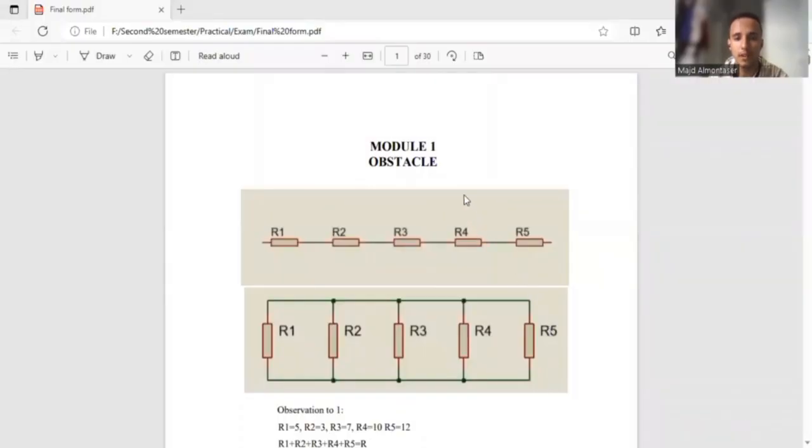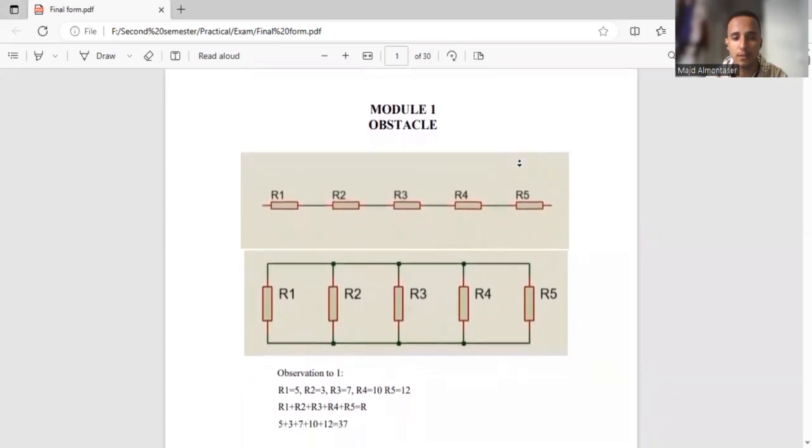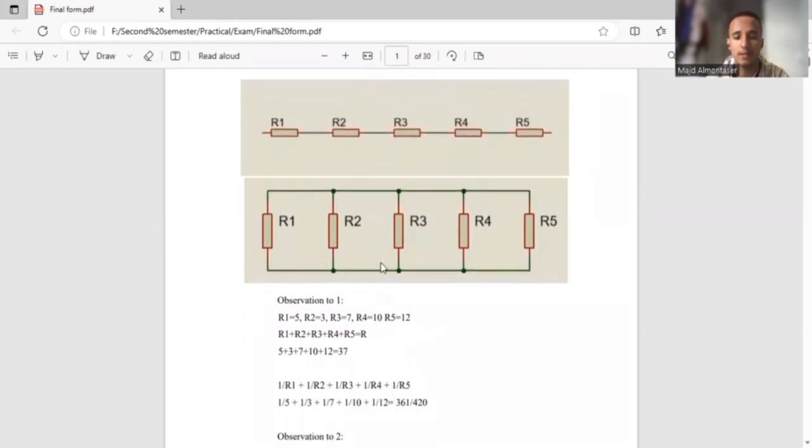So without further ado, let's dive into Module 1 and unlock the mysteries of electrical circuits. So as you see here, we will start with Module 1, which is the obstacles. The obstacles is basically when we calculate the equivalent resistance, whether it's in series as this figure here, or whether it's in parallel as pictured here.